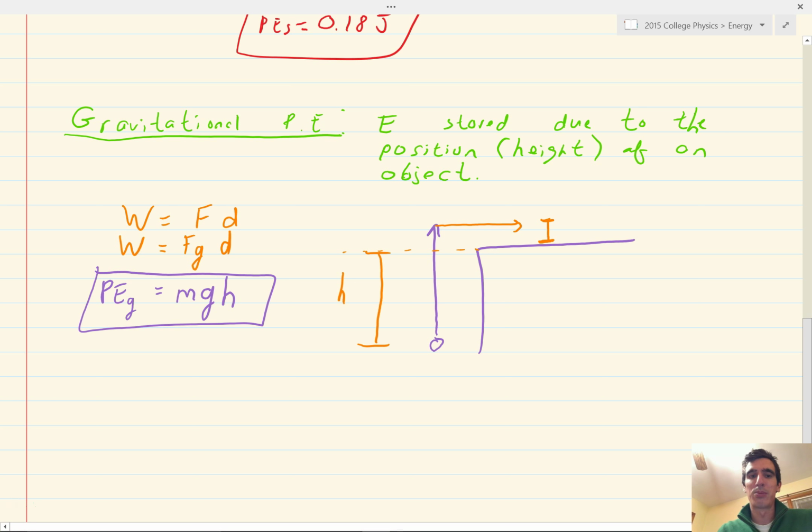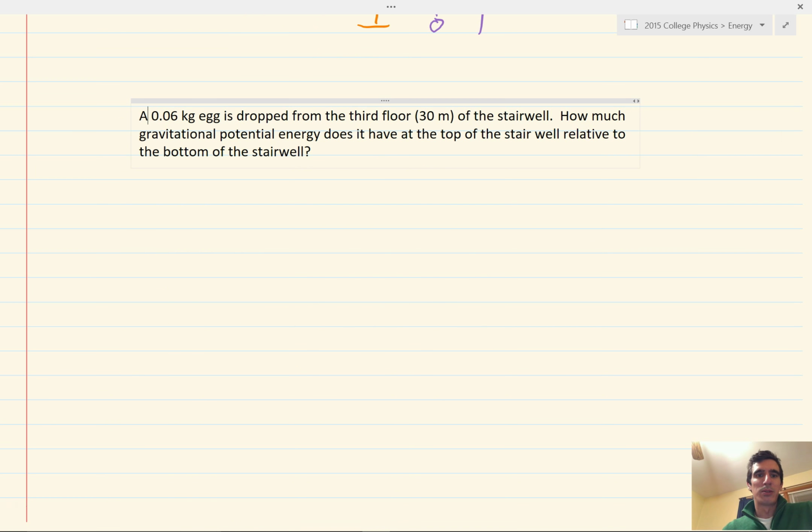So let's look at an example of gravitational potential energy. Alright, so let's look at this example. A 0.06 kilogram egg is dropped from the third floor of the stairwell. How much gravitational potential energy does it have at the top of the stairwell relative to the bottom of the stairwell? AKA, the height is 30 meters.